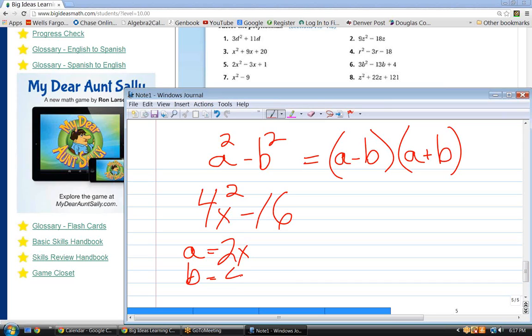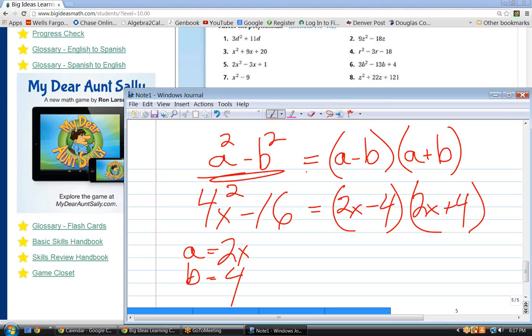is it 4? Uh-huh. And that's what you have to do whenever you're doing the difference of perfect squares, is you have to figure out what A is going to be and figure out what B is going to be. So when I factor this, how does it factor? 2x minus 4, and then 2x plus 4. Uh-huh. And that's how you do it. Okay? So always look for that.